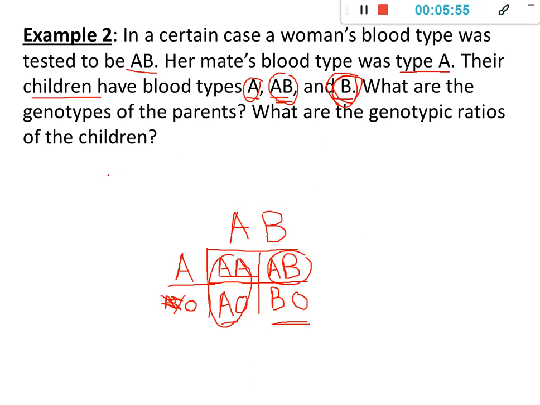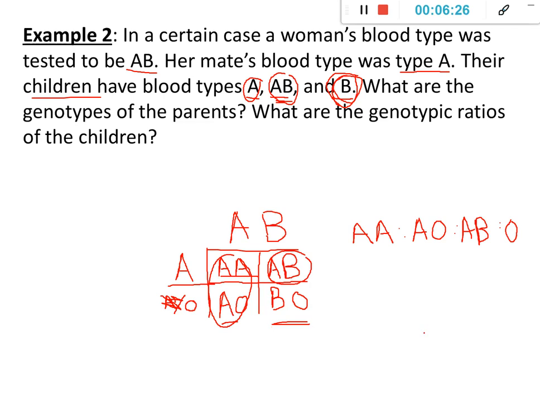So the genotypic ratios of the children, we would say that there is going to be a 1. We know what the genotype of the father is now. He must be type AO. We'd have 1 AA, we'd have 1 AO, which would have the same phenotype, type A. We'd have 1 AB and 1 O.